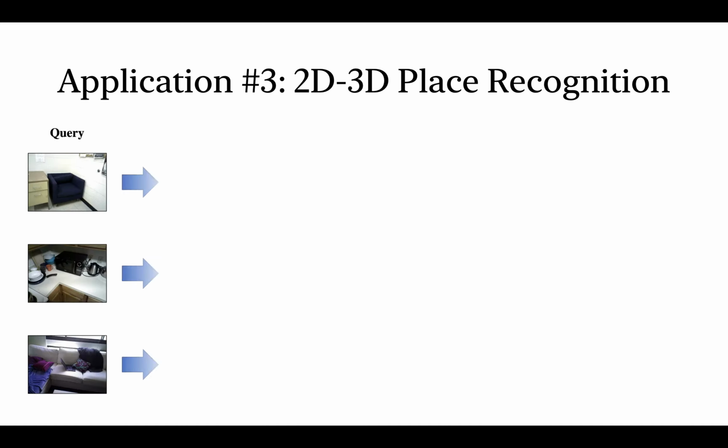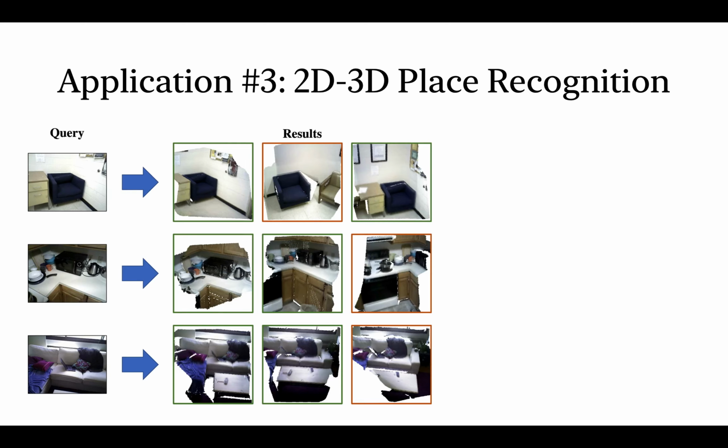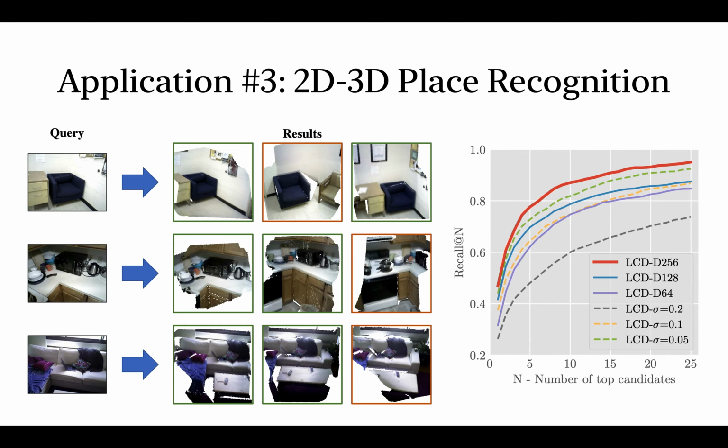Here we show the representative top 3 retrieval results. On the left, we also plot the fraction of correct queries for different numbers of candidates, as shown on the right. Our local cross-domain descriptors are highly effective in this 2D to 3D retrieval task, achieving over 20% recall within the top 10 candidates.